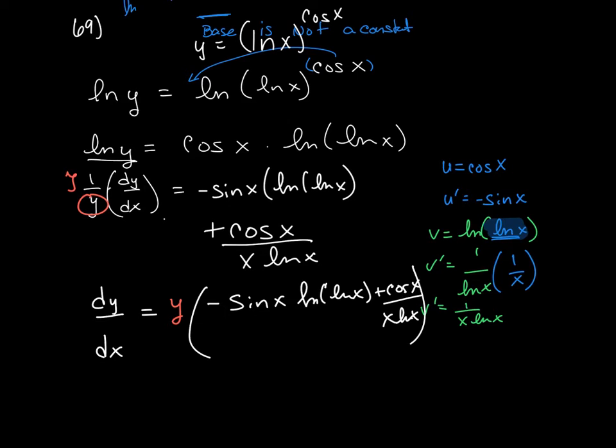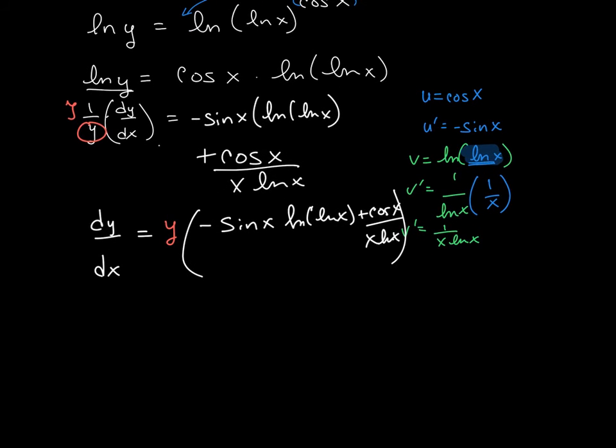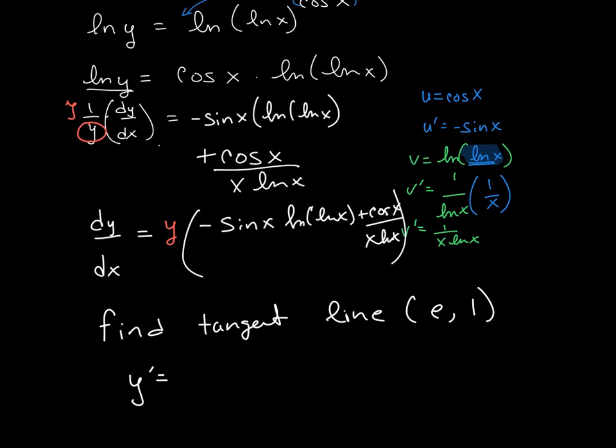But the problem is we don't really need to simplify, because the question goes on to ask us to find the tangent line. Not yet. So we have to find the tangent line, because first we have to find the slope. So the tangent line is going through e, comma 1. So what is y prime equal to for all of that?